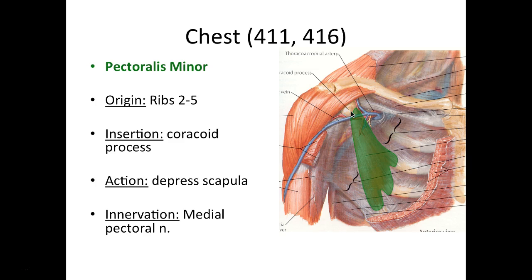So because it's attaching here to a structure on our scapula, we know that's where our action is going to take place. It is going to depress the scapula, and I always kind of remembered this because I was like, oh, poor pec minor. It is just always covered up by big old pectoralis major. So it's depressed, hence depression of the scapula. And innervation is branch of the brachial plexus.